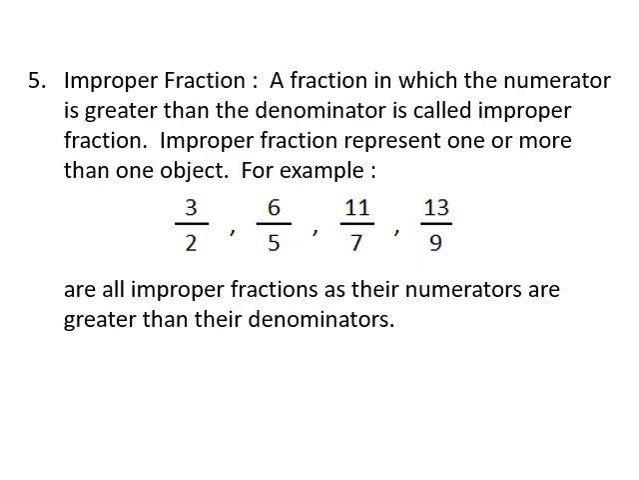And your fifth type is improper fraction. A fraction in which the numerator is greater than the denominator is called an improper fraction. Improper fractions represent one or more than one object. For example, 3 by 2, 6 by 5, 11 by 7 and 13 by 9. Here you can see your numerator is greater than the denominator. Such fractions are called improper fractions. They are also known as top-heavy fractions or mixed fractions.